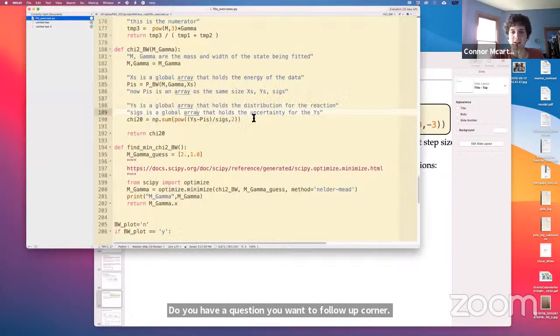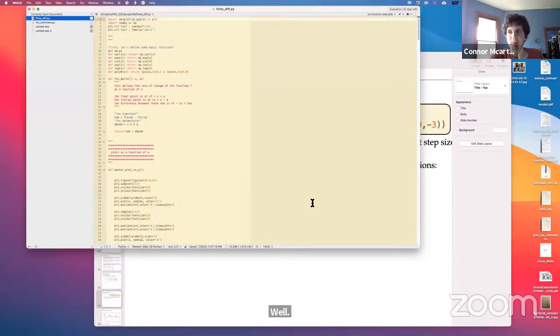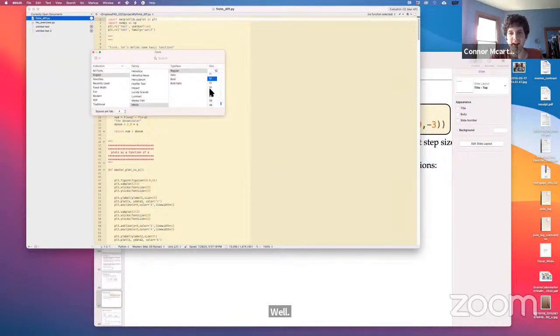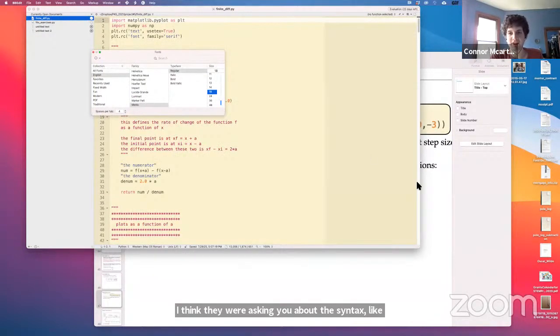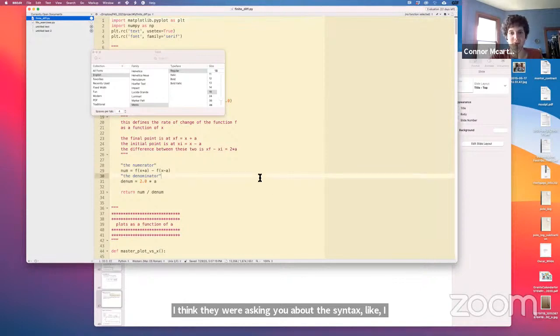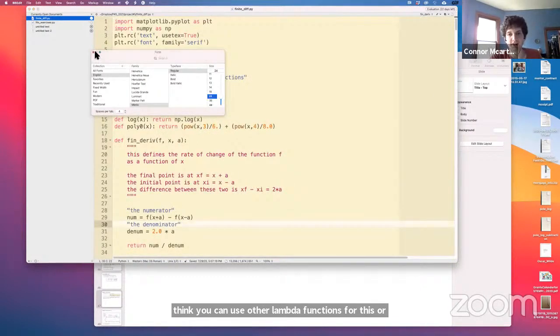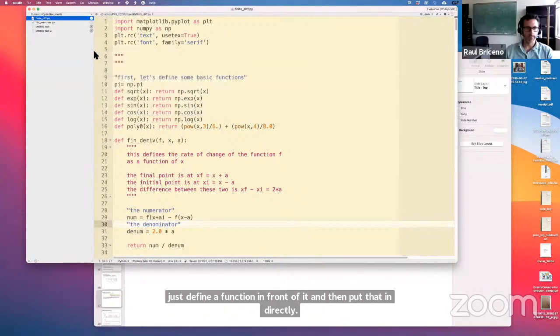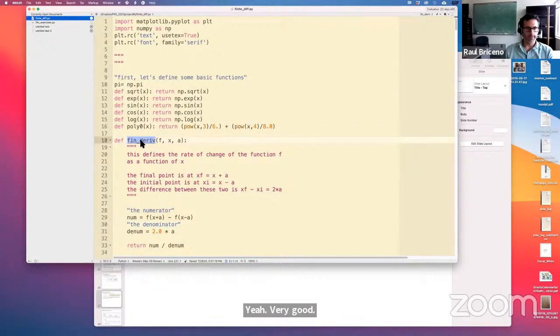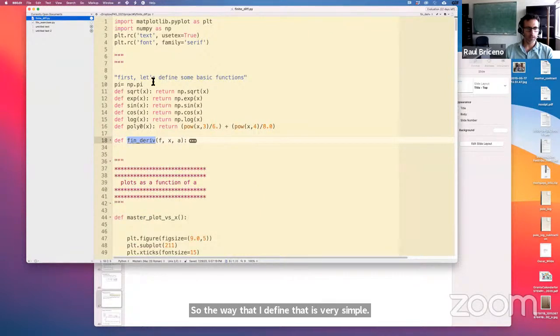Yeah, well, I think they're more asking about the syntax, because I think you can use either lambda functions for this or just define a function in front of it and then put that in directly. Yeah, very good. So the way that I defined it is very simple. Here are the basic functions that I'm using, which exist in NumPy.